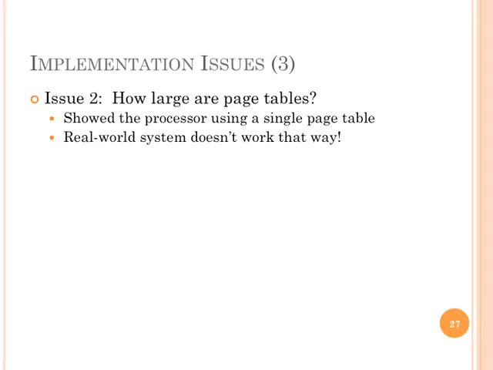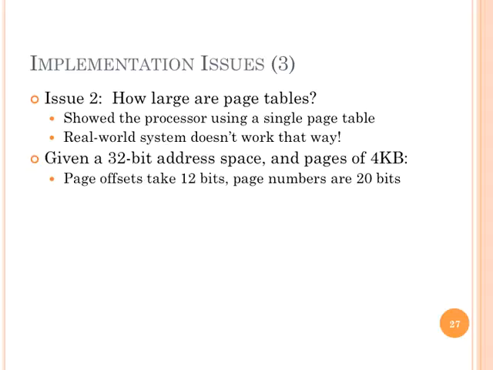But the other question to look at is how large are our page tables? Like I say here, I've sort of described it as if we have a single page table. We take the virtual page number, we look it in the page table, and we pull out the physical page number, and off we go. And remember, we have valid bit, we have permission bits, we have other bits that we have to keep track of. So page table entries aren't free. So how do we actually do this?